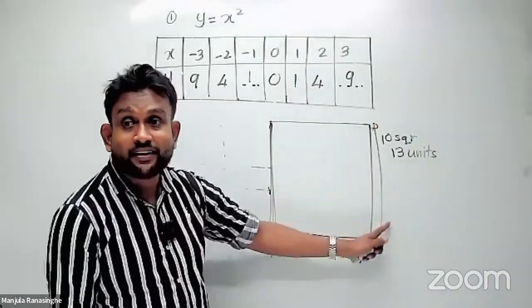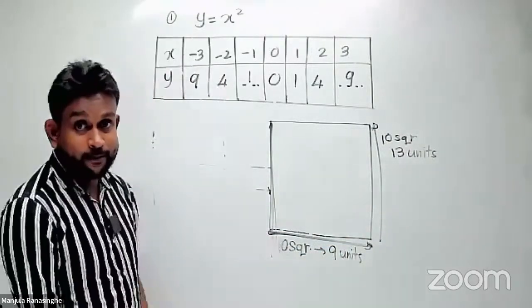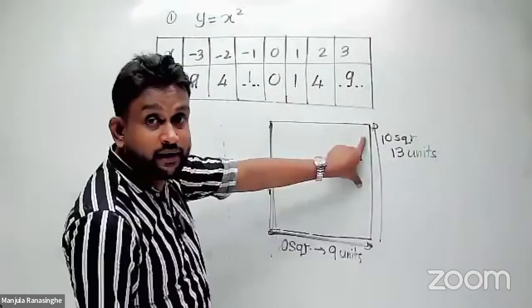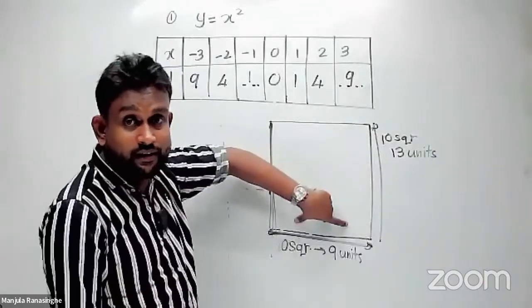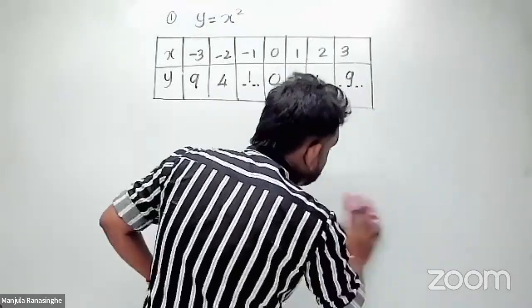So 10 squares is 13 units, here 10 squares is 9 units. Right. Then if we take 5 squares it is 26, and 5 squares is 18. Right. Now that idea is fine.